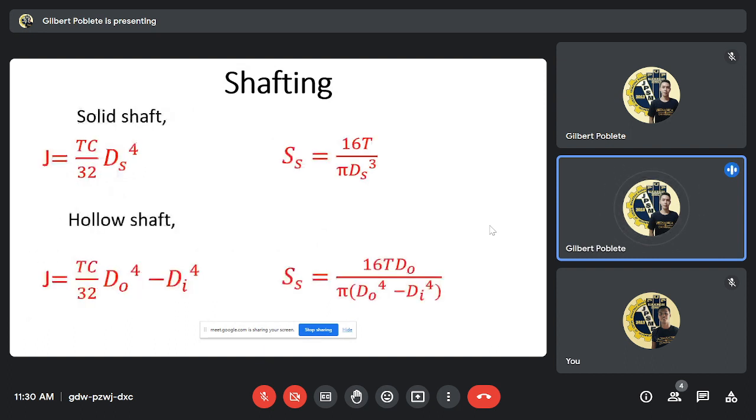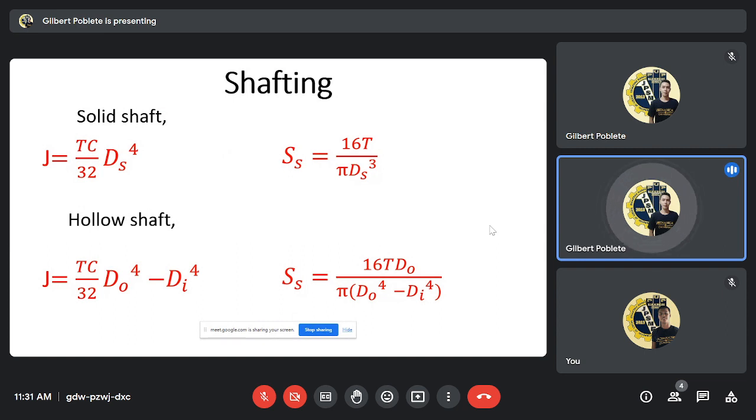So next is para our solid shafting, meron tayong formula na J is equals to 32 times D, diameter of the shafting raised to 4. Tapos for shear stress naman niya is 16T over pi D cube.